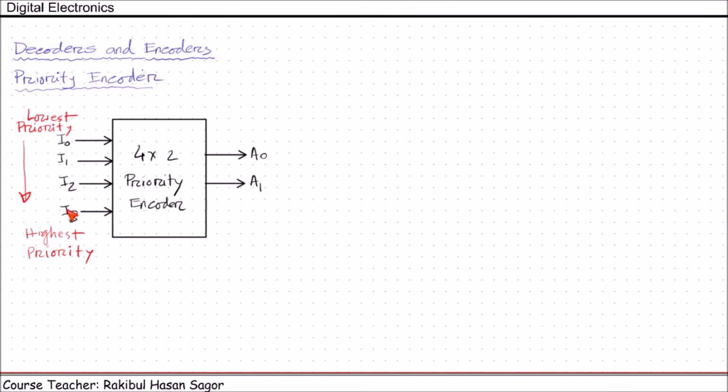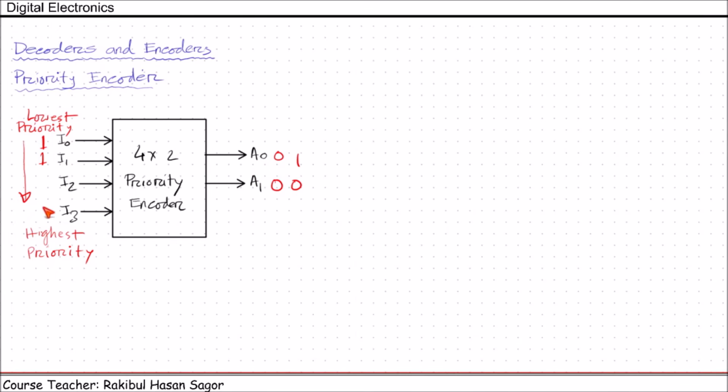What does that mean? When I0 equals 1, this will produce 0 0. No problem, we know from our previous topic. Now, if I0 equals 1 and I1 also equals 1, both are 1, then what will be the output? In this case, as I1 has higher priority than I0, the corresponding code for I1 will be produced here, that is 0 1.